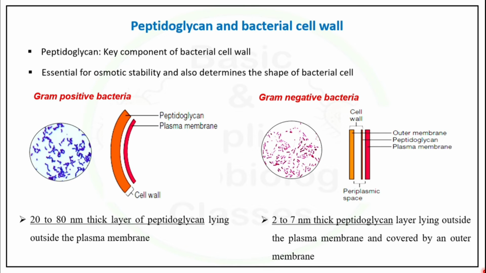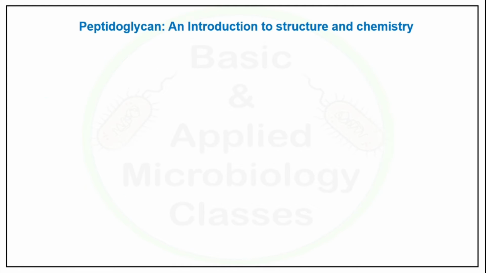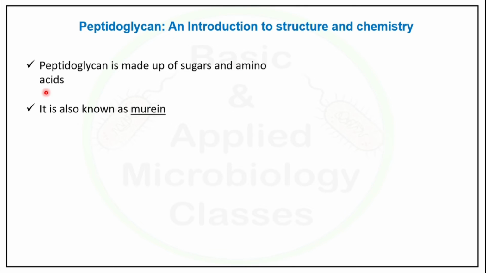Now we are coming towards today's topic of discussion, that is peptidoglycan, an introduction first to its structure and chemistry. First, we should know that peptidoglycan is made up of sugars and amino acids. It is actually a polymer made up of sugars and amino acids. There is another name for peptidoglycan, which we call murein. So peptidoglycan is also known as murein. Being a polymer of sugars and amino acids, this name has been given to peptidoglycan.